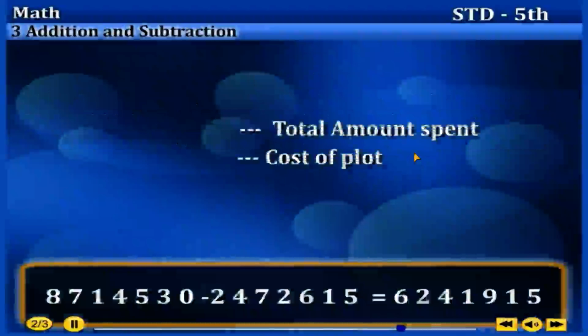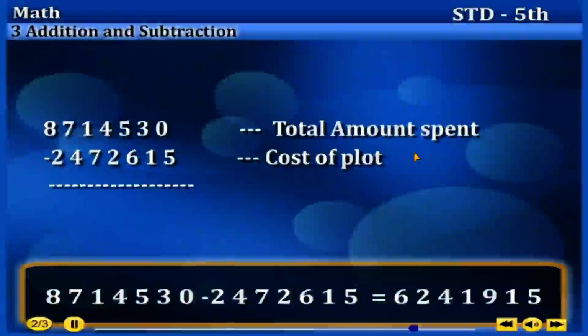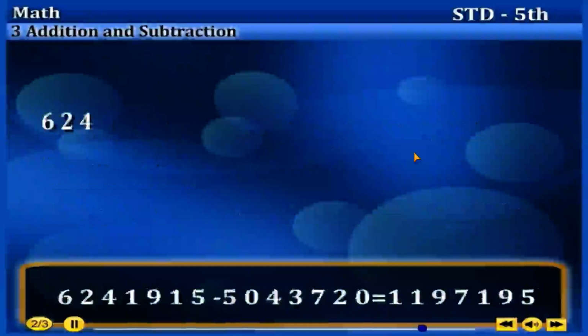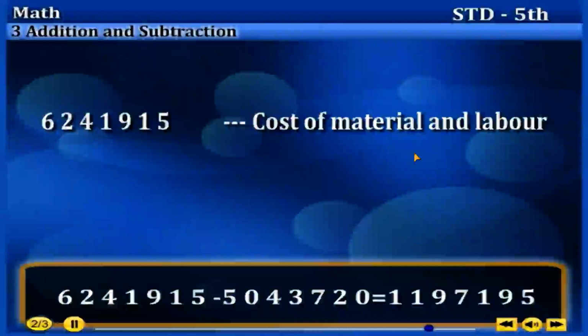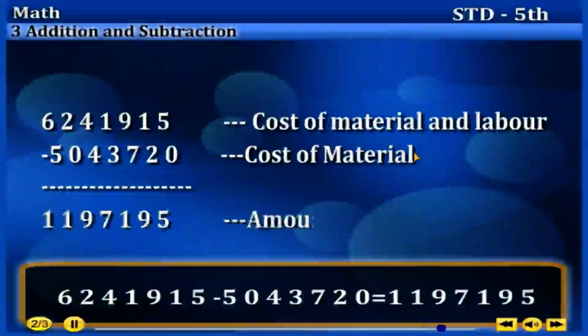Total amount spent minus cost of plot: 87,14,530 minus 24,72,615 equals 62,41,915, which is the cost of material and labor. 62,41,915, the cost of material and labor, minus 50,43,720, the cost of material, equals 11,97,195, which is the amount spent on labor.